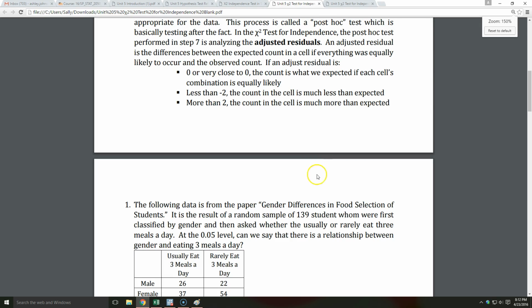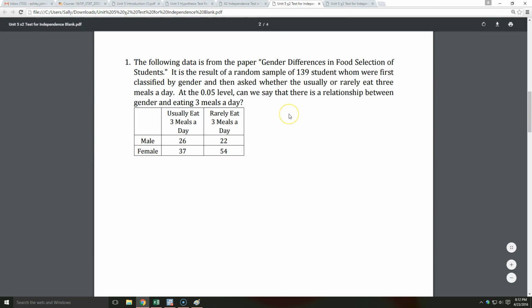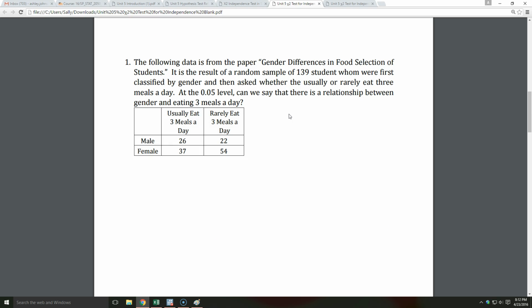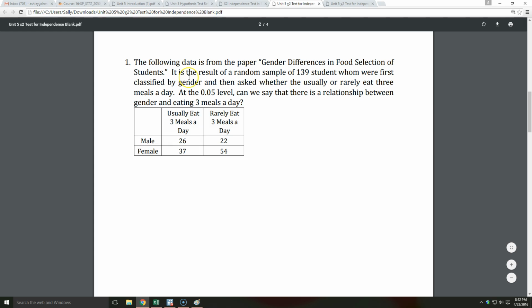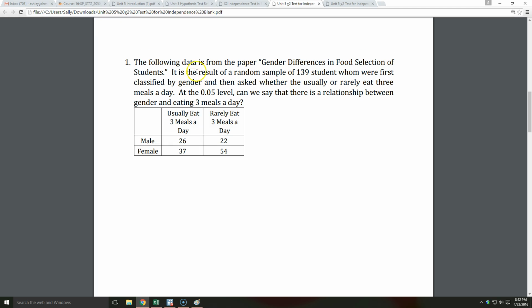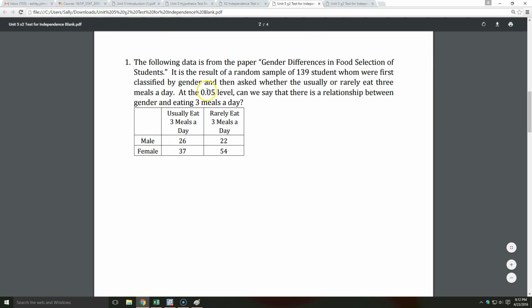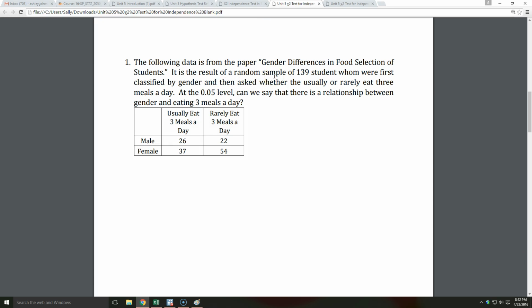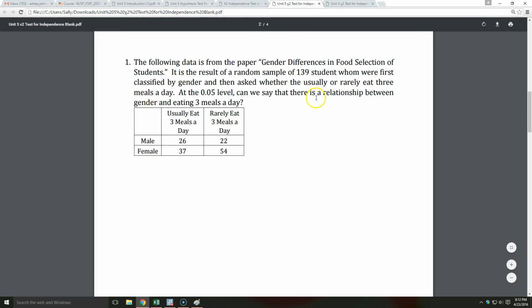So all of this is real data. The second example is really a lot more straightforward to kind of feel and understand what the problem is testing, but it's also more complicated. So I decided to look at a slightly calmer version. So the following data is from the paper Gender Differences in Food Selection of Students. It's the result of a random sample of 139 students who were first classified by gender and then asked whether they usually or rarely eat 3 meals a day. At the 0.05 level, can we say there is a relationship between gender and eating 3 meals a day?